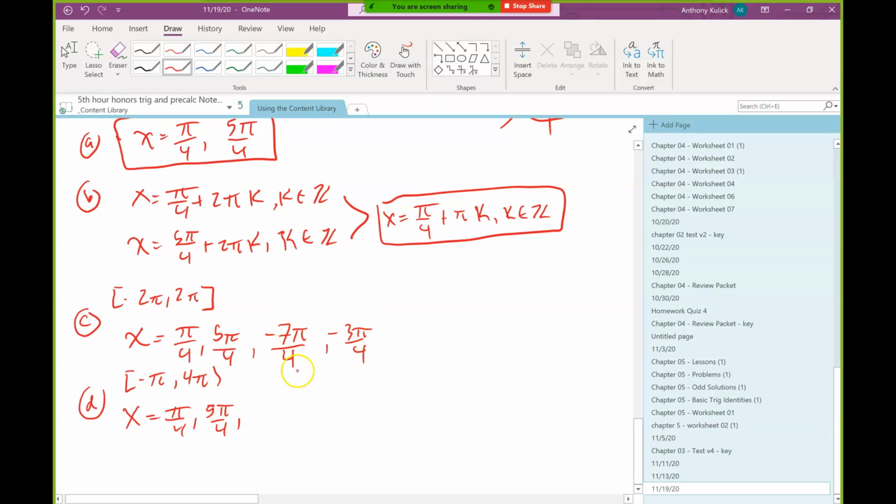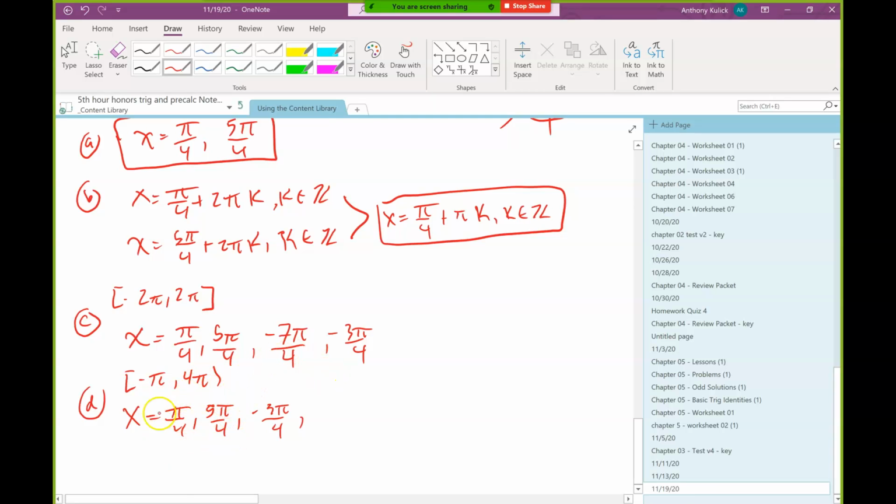I look at my other answers from part C, and if there's any of them that are bigger than negative pi, I'll take those. So like negative 3/4 pi is an answer that'll work, but negative 7/4 pi is too small, right? That's less than negative pi. Deal with that. And then I just have to worry about the stuff from 2 pi to 4 pi.